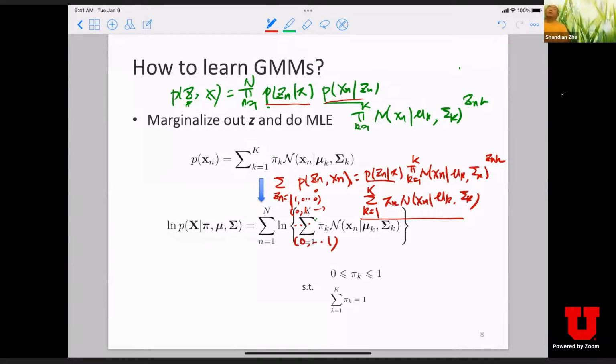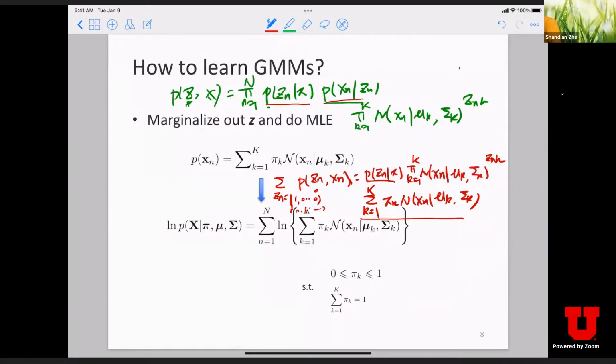Because all those data points are independent, their joint likelihood will be just a product over the marginal likelihood of every data point. So in this way, you have only the distribution over the data points X. Does it make sense? And then you can maximize the marginal distribution. Sorry, I need to wipe out what I wrote.